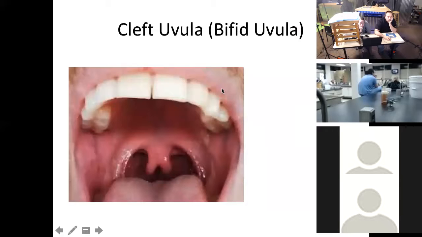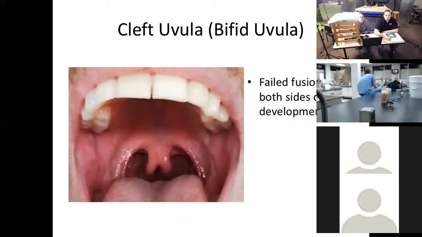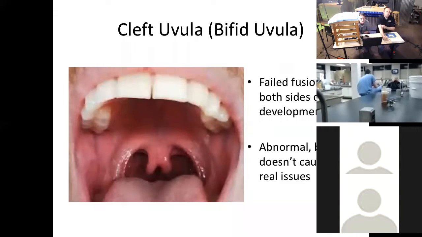Another clinical correlation, or something that's kind of different about the uvula, is that some people can have what's called a cleft or bifid uvula. So a cleft uvula occurs when the two sides don't fuse together during normal development as an embryo. Although it's abnormal, it doesn't really cause any real problems. It's just kind of something that you can see. So go ahead and take another second to look at your partner's mouth and see if you can see their uvula in the back.